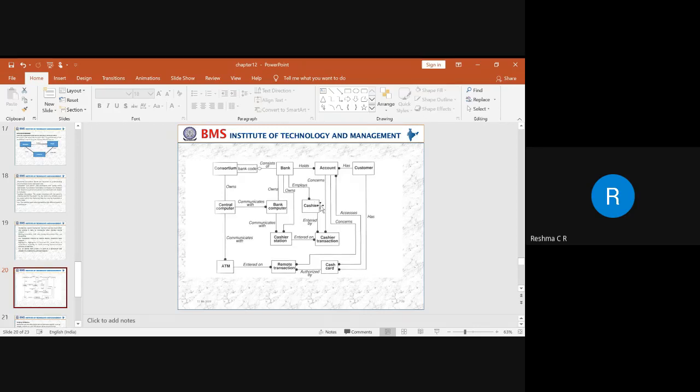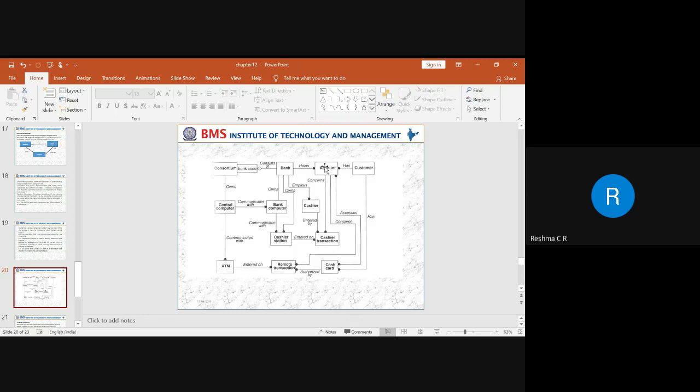Whatever transaction a customer is going to perform, those transaction details have to be entered. This customer can perform a transaction by using a cash card. Since we are considering only the ATM, the customer is going to perform a transaction using a cash card. A cash card is one particular class, and that cash card number should be mapped to the individual account of a customer. That means it should have access to the account.